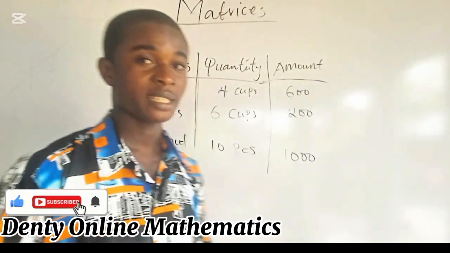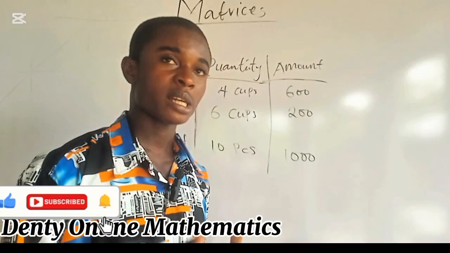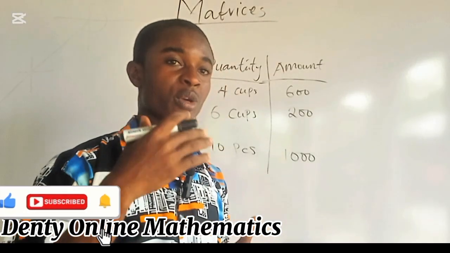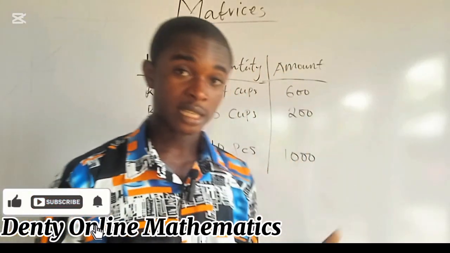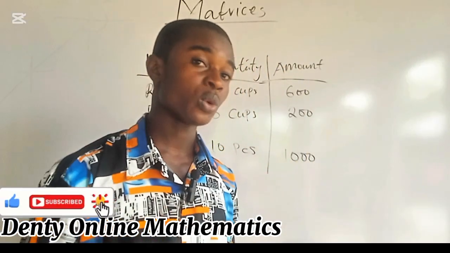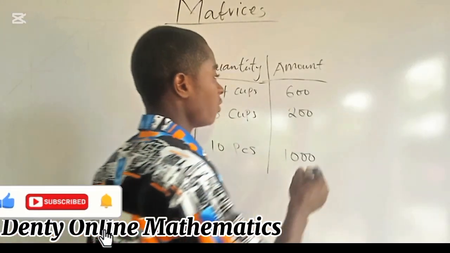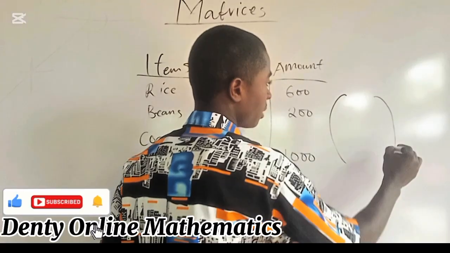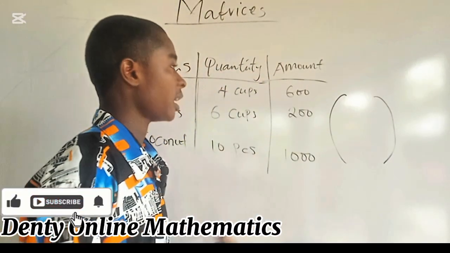Now remember I said earlier that a matrix is a way of arranging numbers or alphabets in a rectangular array, or a way of representing letters or numbers in rows and columns. So I want to represent this in rows and columns. First of all, they will be in brackets. Now for the quantity, let's say we are taking quantity and amount.